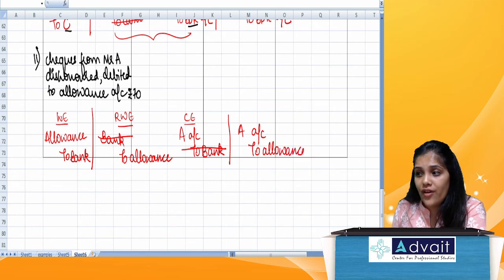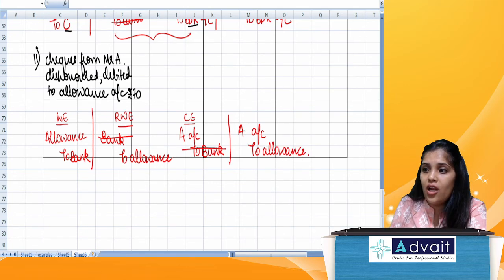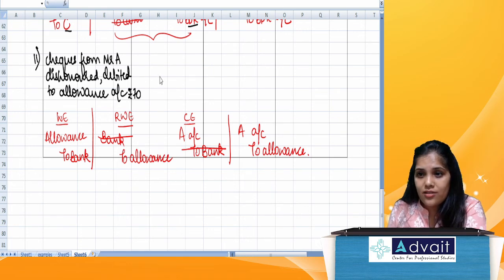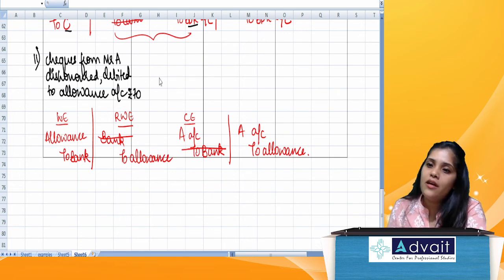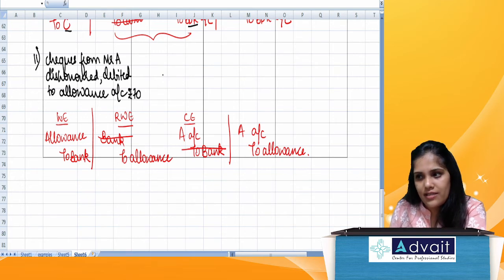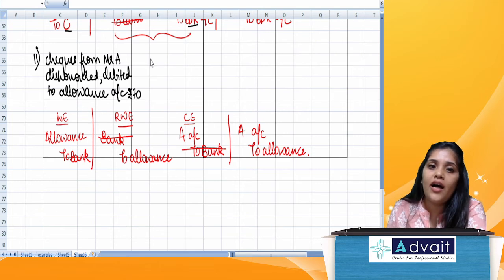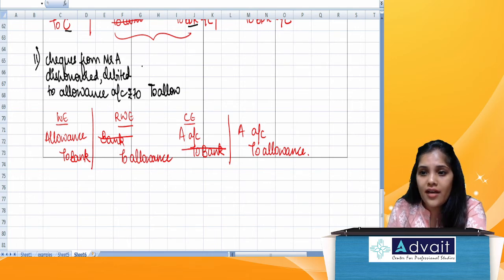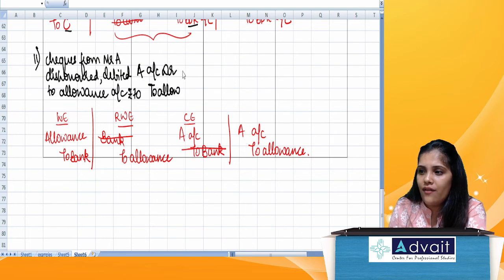Or the logical way of thinking. Very good, Tejaswini, the logical way of thinking. Now, think. When a check is dishonored, who should be debited? The party from whom we still have to receive. That is A. Did you debit A? No. What did we debit? Allowance. So it was wrongly debited. Now, credit to nullify. And A was not debited, so now debit A. So A account debit to allowance.